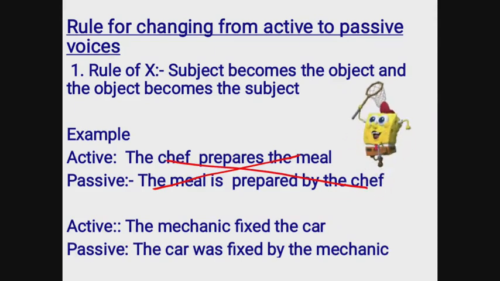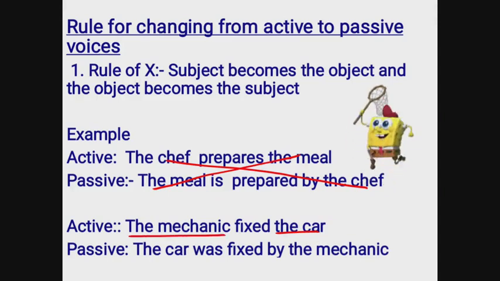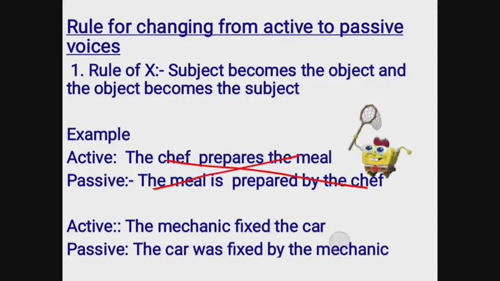Let's look at example 2. The mechanic fixed the car. Active voice says the mechanic fixed the car, while the passive voice says the car was fixed by the mechanic. In the first sentence, the mechanic is the subject and the car is the object. When you change to passive voice, there will be a flip. The car becomes the subject, the mechanic becomes the object. That's why we call it the X rule.